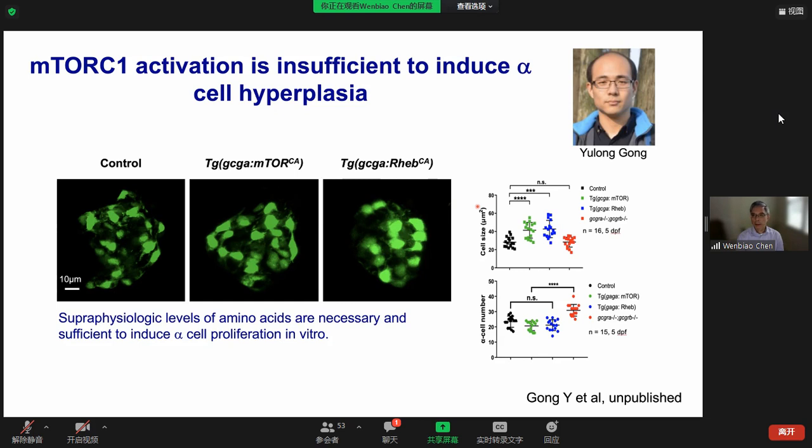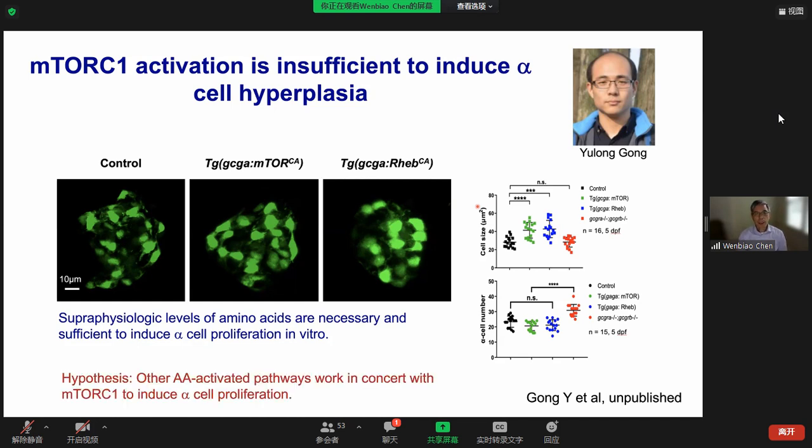suggesting that activation of mTOR alone is insufficient to cause alpha cell proliferation. However, we know in our in vitro model that hyperaminoacidemia is both necessary and sufficient to cause alpha cell proliferation. Then he proposed a model where maybe the amino acid not only activates mTOR, but also activates other signaling pathways, that they collaborate together to induce alpha cell proliferation.